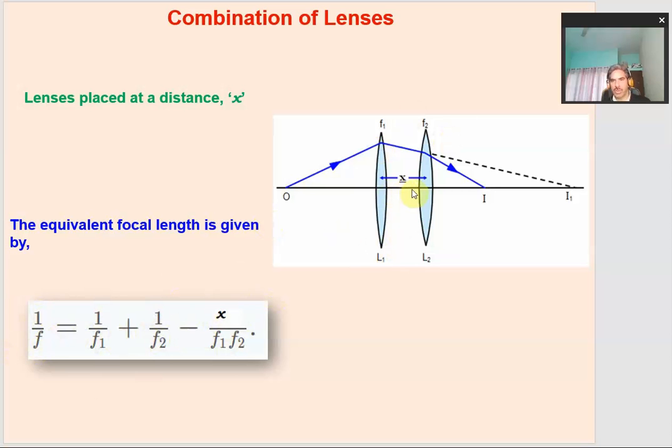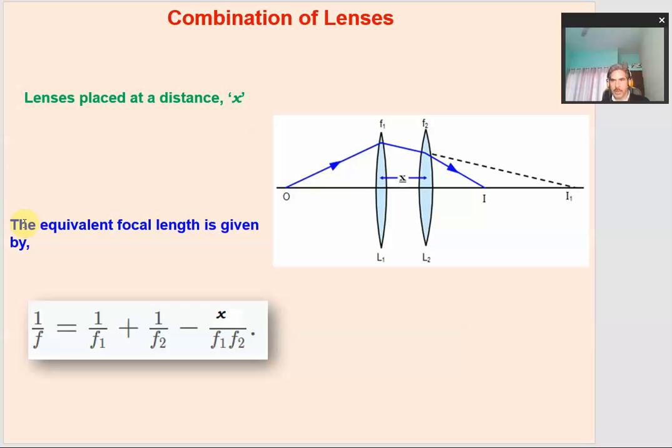In some books it is taken as small d, so whatever the notation is, it does not matter. It is just the separation between the lenses divided by f1 into f2. So if the lenses are at a distance from each other, then they will produce the effect of an equivalent lens whose focal length is given by this equation, or can be calculated by this equation. So this is everything about combination of the lenses.